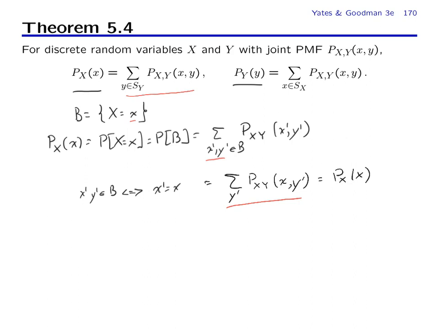Flipping the argument around, you can do the same thing to find the PMF of y. Last class we did some examples to show that finding these marginal PMFs is pretty straightforward, particularly when the joint PMF is written as a table. You just do the row sums to find Px of x and the column sums to find Py of y. But this isn't really the subject of today's lecture. It's just part of a review of our previous lecture.